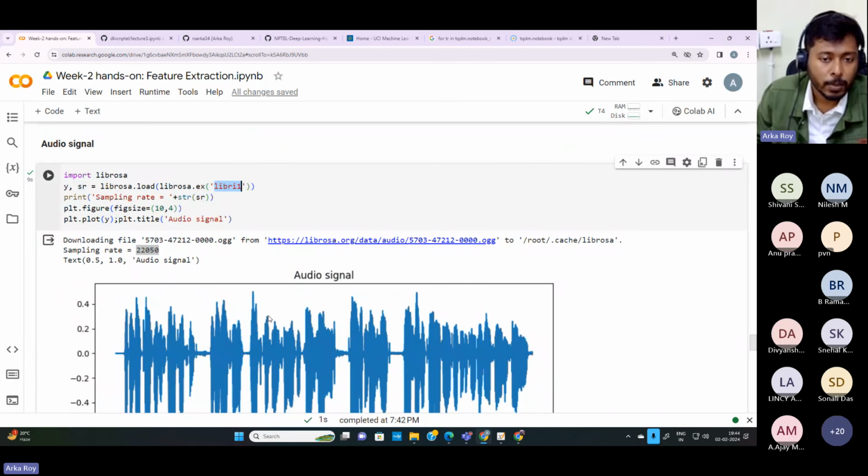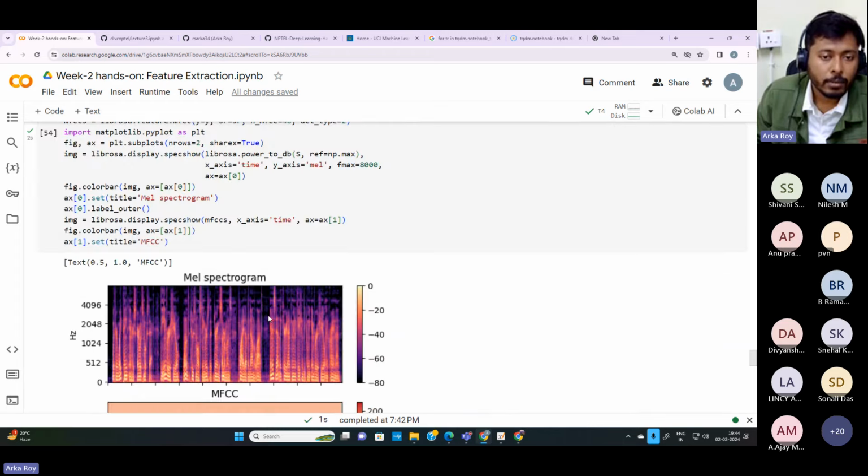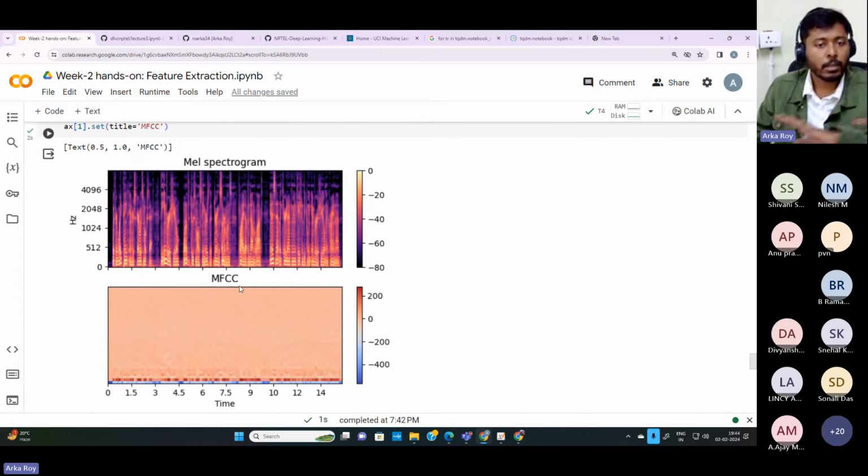For example, this is a signal of the LibriSpeech dataset with one, that means this is the first speaker. This is a speaker identification task. There are several speakers talking, and given an audio signal, you need to identify whether it belongs to speaker 1, speaker 2, speaker 3, likewise.